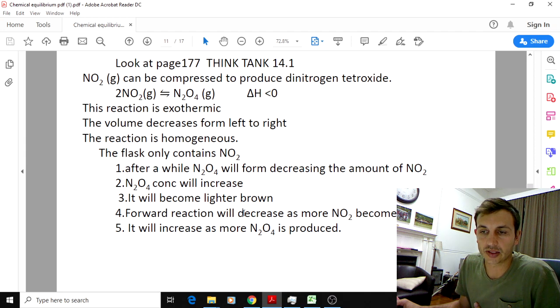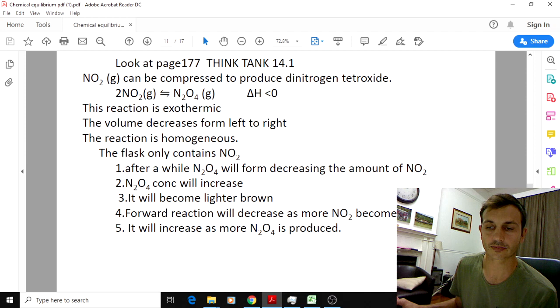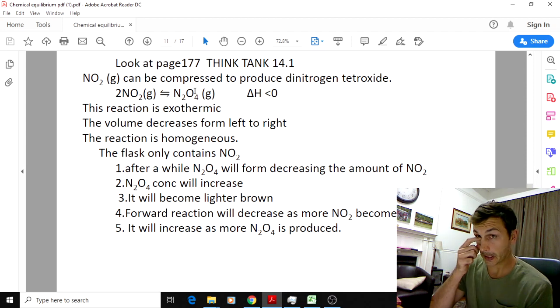The forward reaction will decrease in rate as more NO2 is used up to form N2O4. And obviously it will increase the reverse reaction. This is referring to the reverse reaction will increase. The rate of it will increase as more N2O4 is produced. So yeah, this is just an example of one of the questions in your textbook.